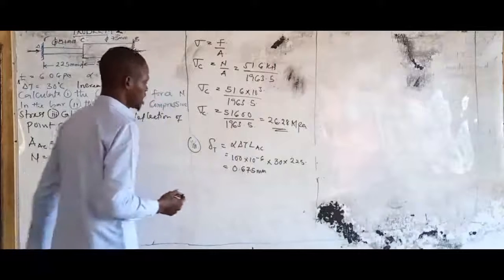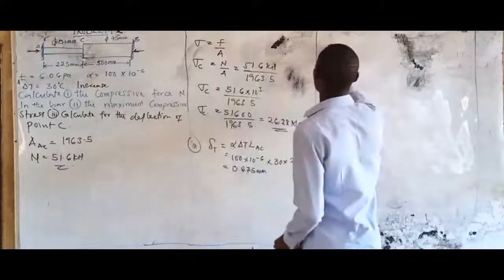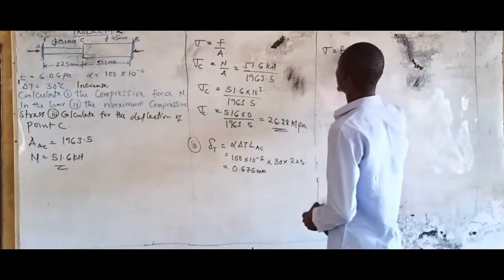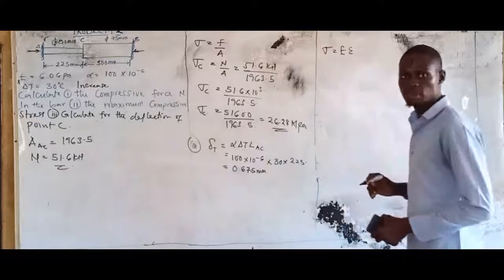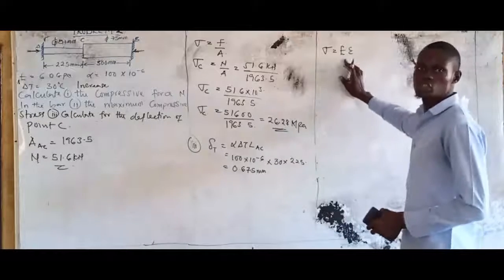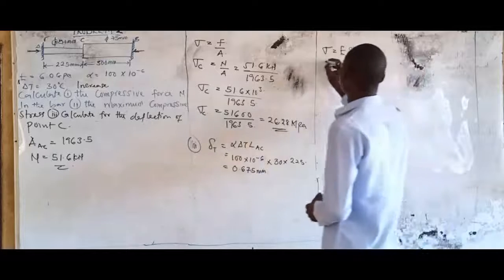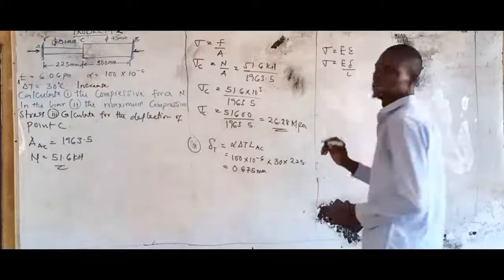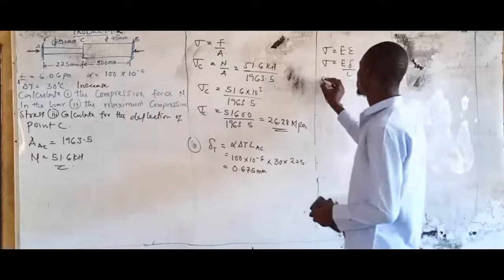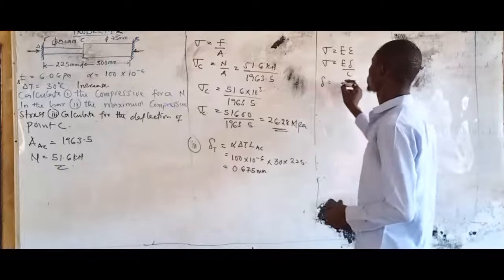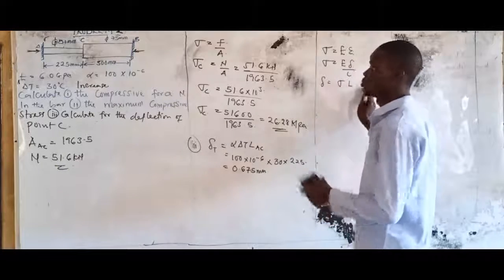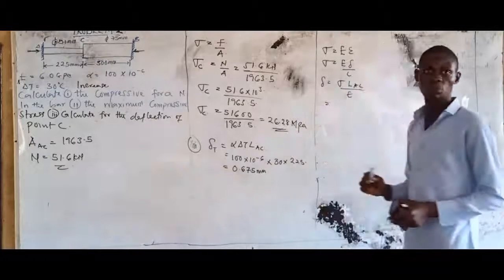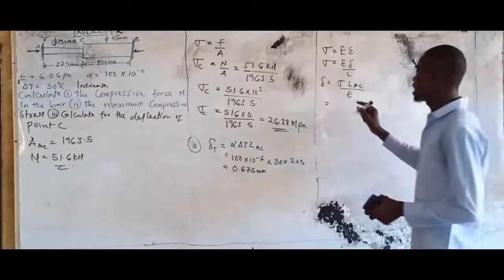Don't forget that the stress in a member is always equal to Young's modulus times the strain imposed in the member. Stress equals Young's modulus times strain, and strain equals the deflection of the member over the length of the member. Then I can make the deflection formula: my deflection should be equal to stress times length, my length in this case being length AC, over Young's modulus.